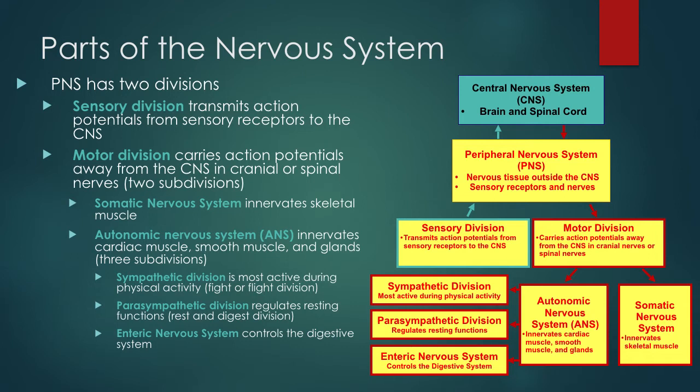This motor division can be further divided into a somatic nervous system, which is primarily dealing with skin and skeletal muscle, and an autonomic nervous system, which is doing more like cardiac muscle, smooth muscle, and glands. And that can be further divided into other systems. This is based a little bit on function, and part of the central nervous system is devoted to controlling this motor division, these autonomic systems and the somatic system.